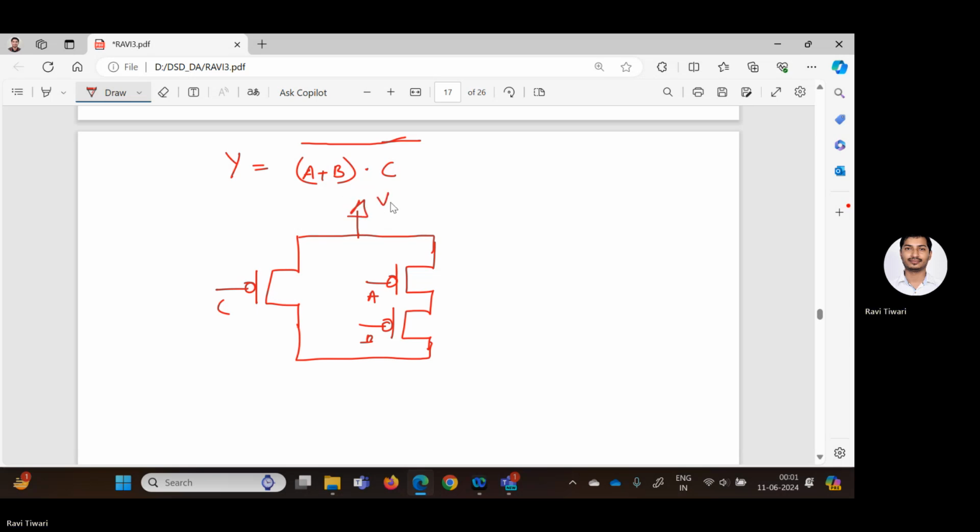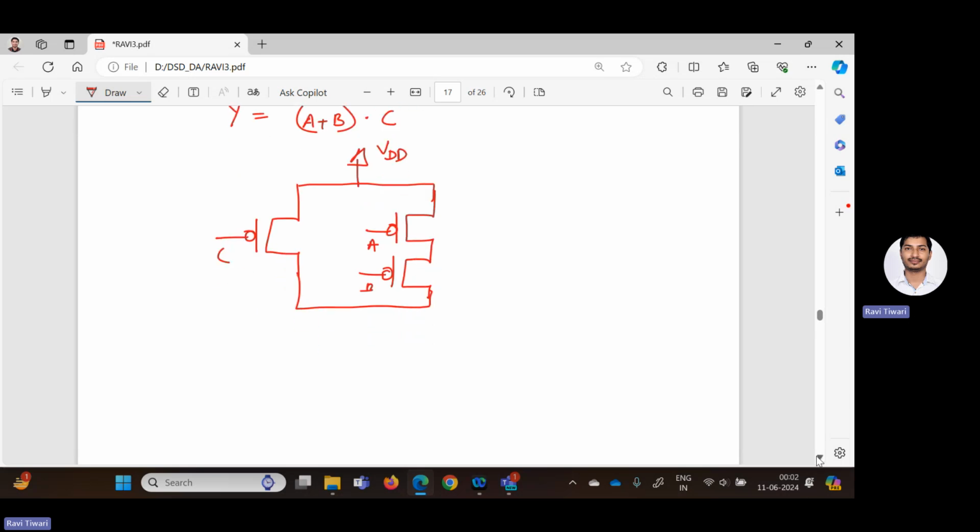That's okay. After that, at the bottom, we need to implement by using the NMOS. As the expression is A plus B, that means A and B will be connected in parallel. So now I am connecting them in parallel. This is A and this is B. Dot operation, or AND operation, with C, that means it should be connected in series with it. So here I am connecting in series with it. This is C. At the bottom, we need to connect to the ground. From the center, we have to take the output. This is V out. And this is the complete circuit implementation by using the CMOS.